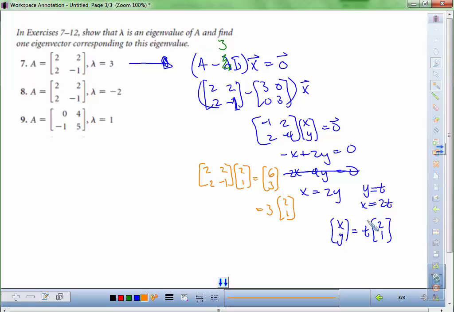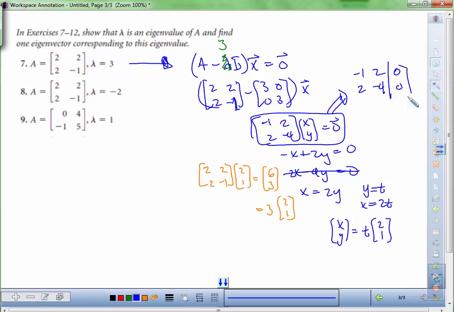Yeah? Can we always row reduce before we do that? Yeah, probably. We should have just done the row reduction, because remember that solving this equation is equivalent to the augmented matrix [-1, 2, 0; 2, -4, 0]. So that's really all we're doing. All right, let's do one more.